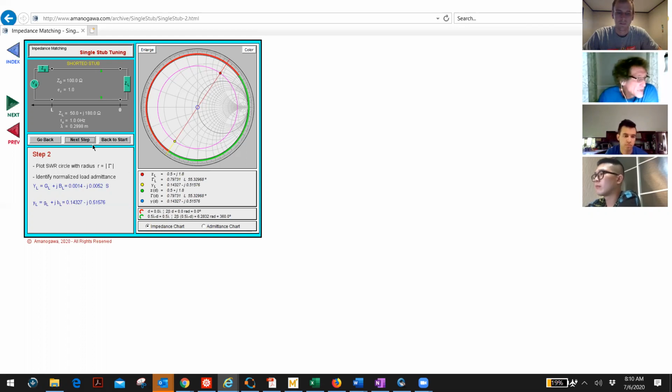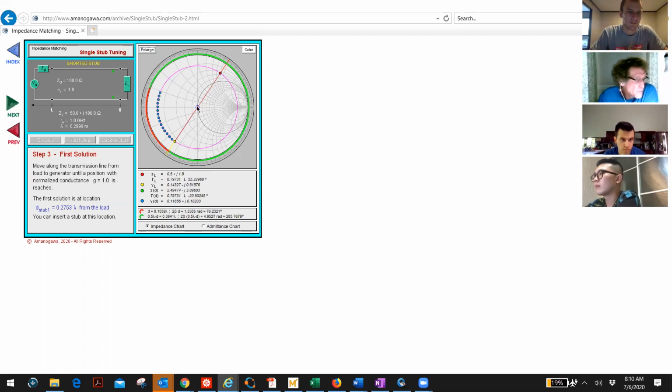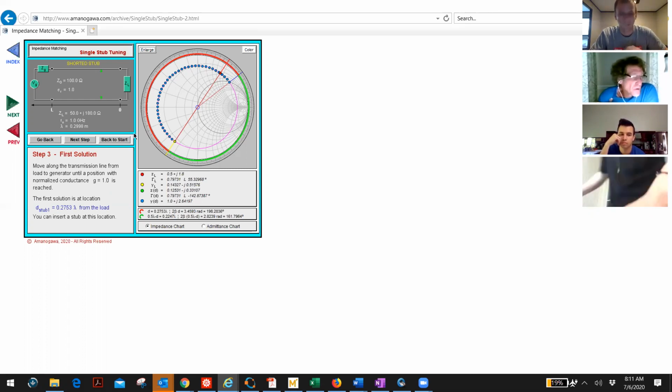All right, now the next step after that is you move from this point to the point right here where you have 1 plus J something. You all see that? This is going to be the minimal distance from the actual load to the point where you attach the stub. Then the next step is attaching a stub.